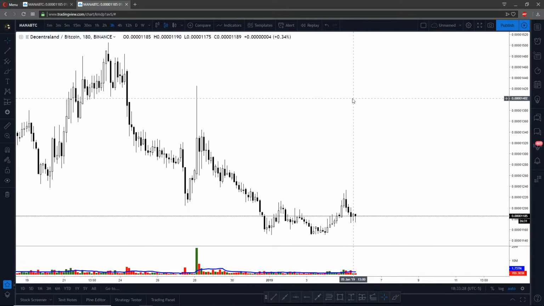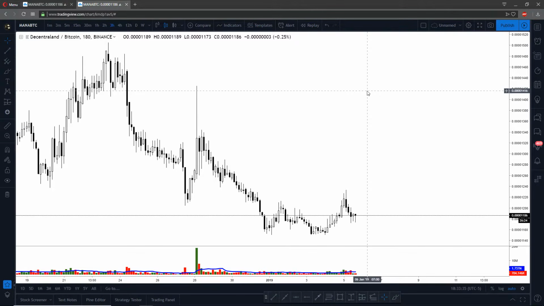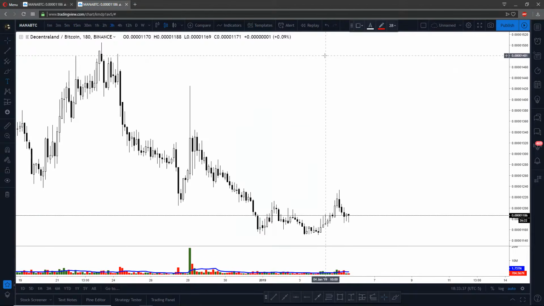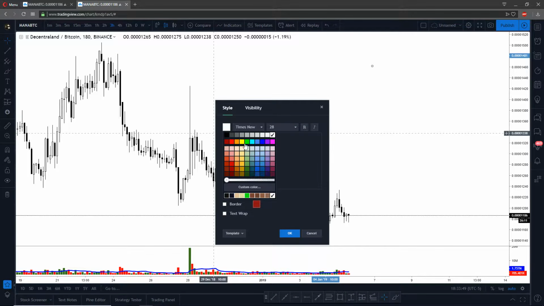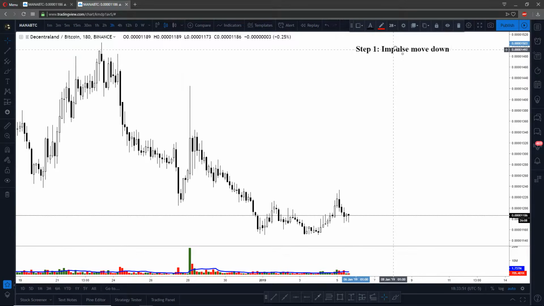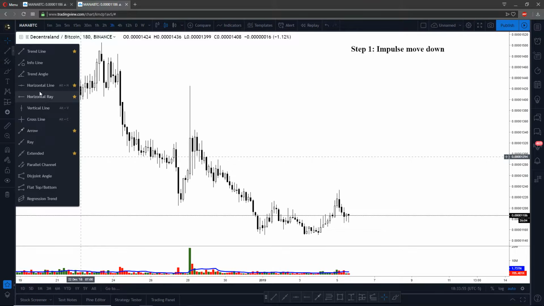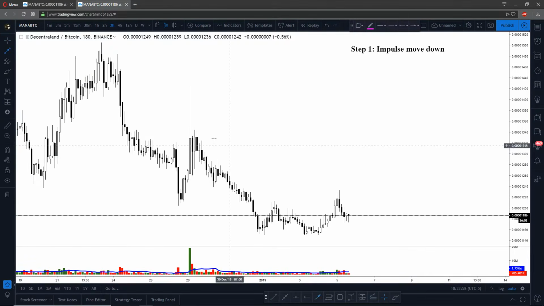The first thing you want to look for in an accumulation pattern is an impulse move down. So that's step one. So step one, you want to look for impulse move down. Okay. So we have an impulse move down here. This is your impulse move down.